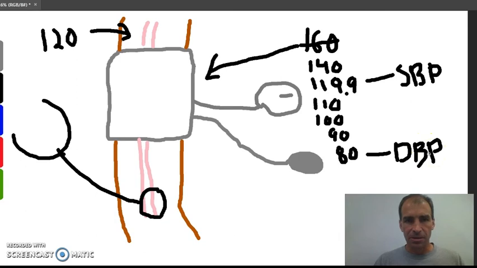In this case, a person would have a blood pressure of 120 over 80. This is a common way we measure blood pressure. It's been around for, gosh, more than a century, and it's a really easy way to get a sense of how elastic, how healthy the vessels are in the body.